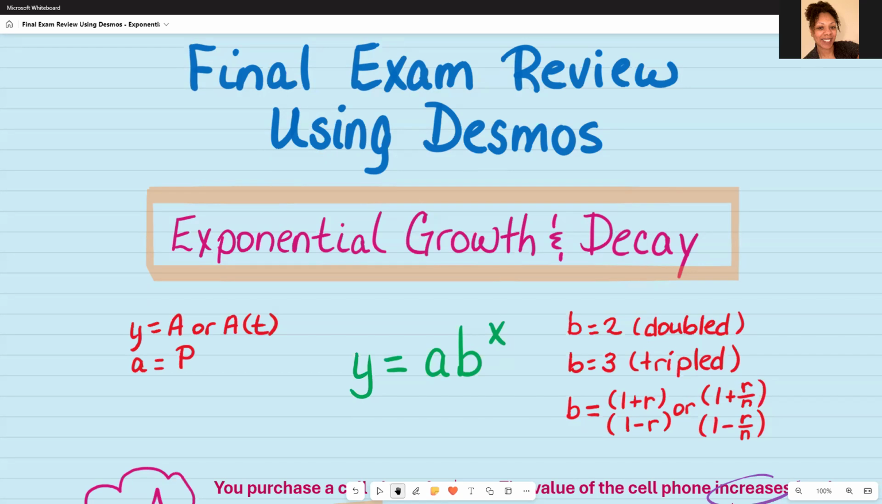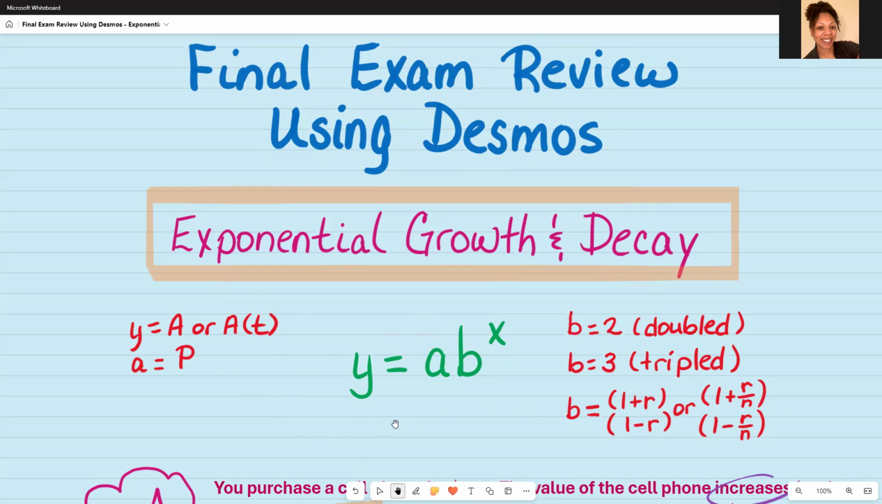Today I'm going to discuss the final exam review using Desmos for exponential growth and decay. So in our class, we are used to seeing the formula written as A is equal to P times the quantity of either one of these. So it could be 1 plus R, 1 minus R, so on and so forth, raised to the T power.